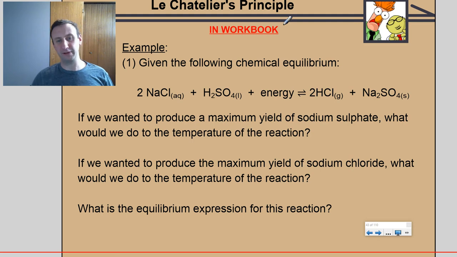All right, let's take a look at something else. So this is an example. If I want to maximize something in this reaction, so I have 2 NaCl aqueous plus H2SO4 liquid plus energy produces 2 HCl gas and Na2SO4 solid. So the forward direction is endothermic. So if I wanted to make as much as I could of sodium sulfate, so I want to maximize my yield of this, what would I do to the temperature of the solution?